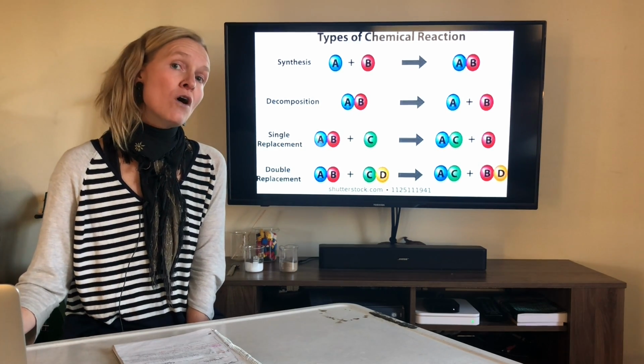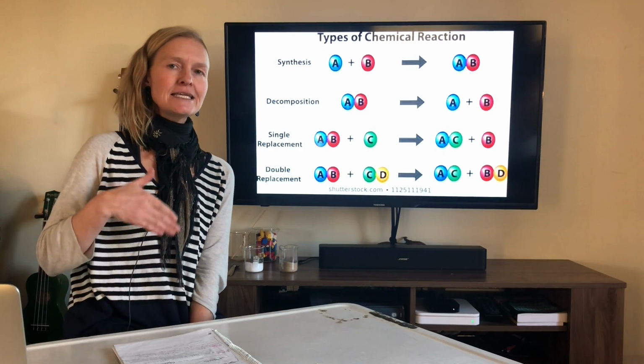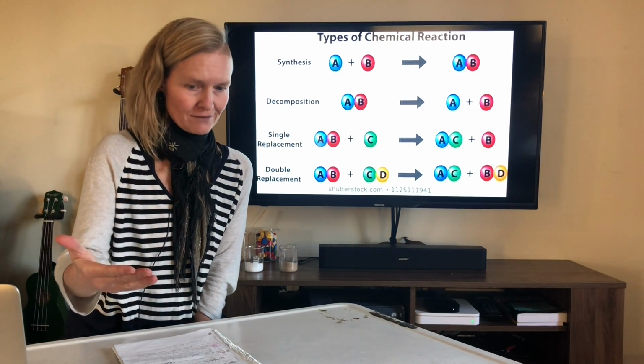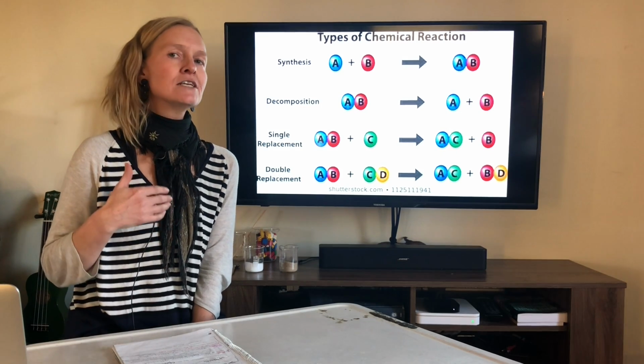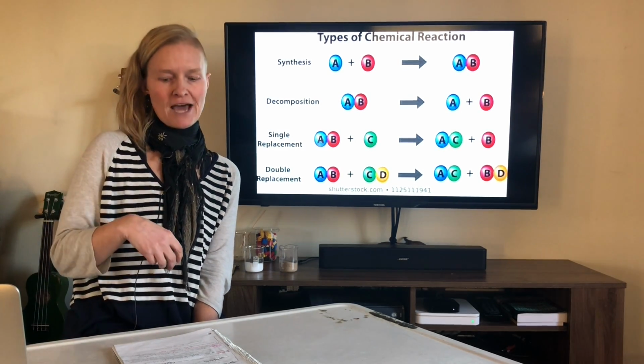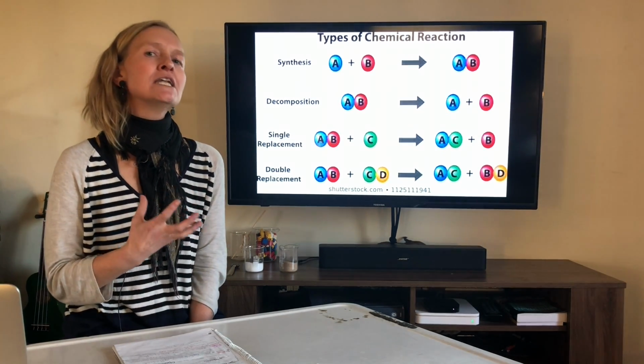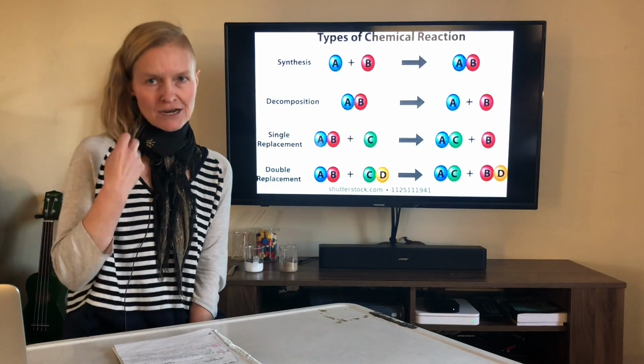And this is what we call an exothermic reaction, because it gives off energy. Energy is one of the products. The opposite of that would be an endothermic reaction. An endothermic reaction needs energy to actually happen.